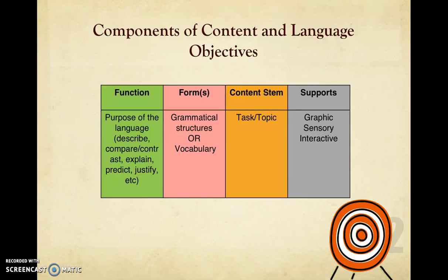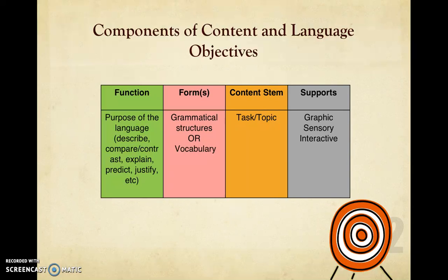Let's first look at the components of content and language objectives. One of the key pieces of the language piece of the objective is the language function. The language function is the purpose of the language that students are using. Typically things like describe, compare and contrast, explain, predict, and justify. It's the purpose that we're using our language for. Some of the key functions that kids see in academic work are some of the ones listed here, with the top 5 being describe, compare and contrast, cause and effect, proposition and support, and sequence.